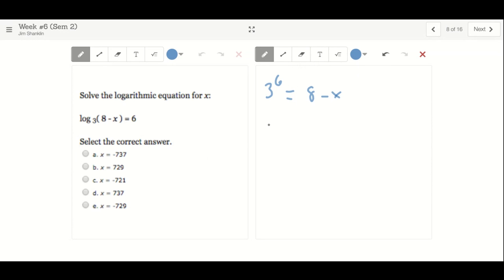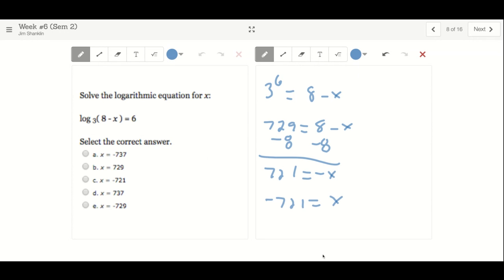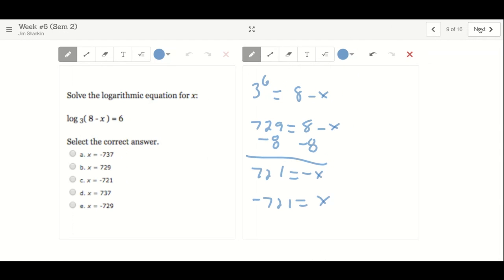That is 729 is equal to 8 minus x. I'm going to subtract 8 from both sides. So I end up with 721 is equal to negative x. Well, I can't have a negative x, so I divide through by negative. So negative 721 is equal to x. And the answer should be letter C. Awesome. Looks like everybody got that. Great job. Okay, let's go to the next one.